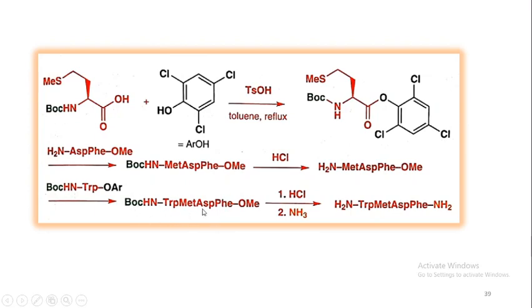And in the final step there is a deprotection of this Boc group by using HCl, and after the deprotection this moiety is reacted with NH3 to make this amine group. That means this is the peptide synthesis by using protection and deprotection.